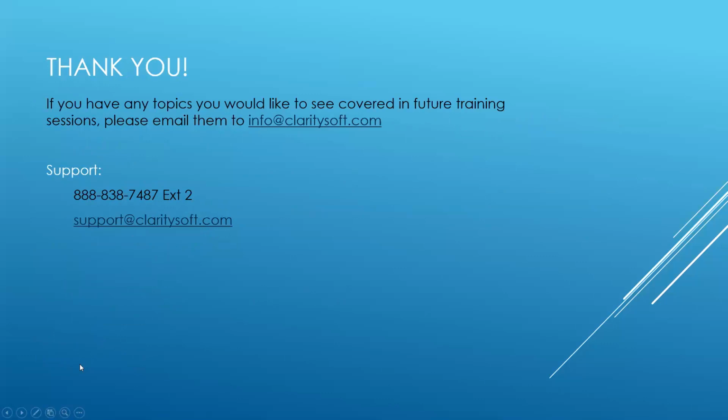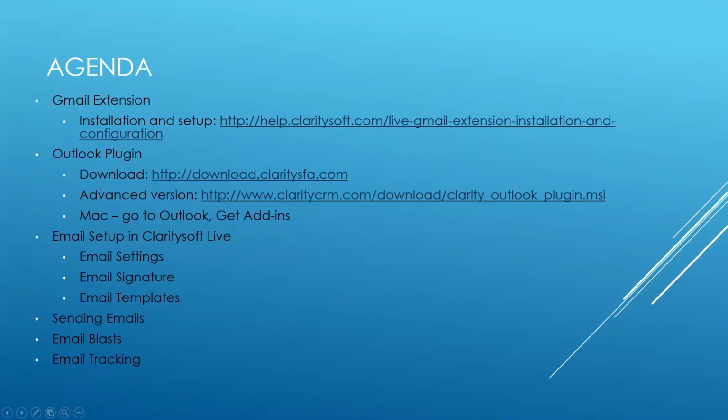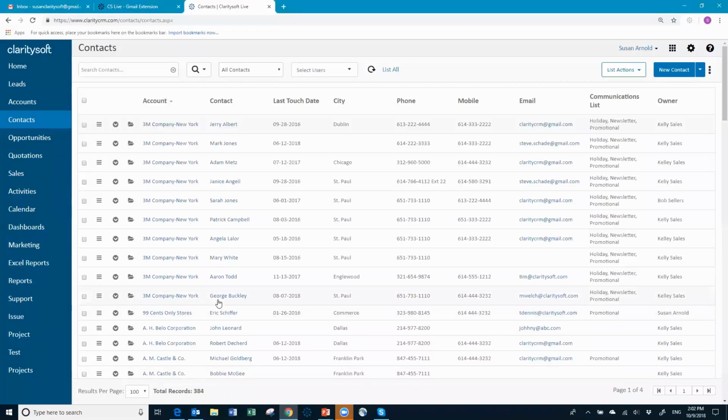Now, let me go back here. All right, so what I'm going to do is dive in and switch to my ClaritySoft. The first thing that we want to talk about are the different connections that you can make to ClaritySoft. And I'm going to start with the Gmail extension. If you are using Gmail, then we do have an extension that you can add to your Gmail that will allow you to save emails from Gmail back to ClaritySoft.